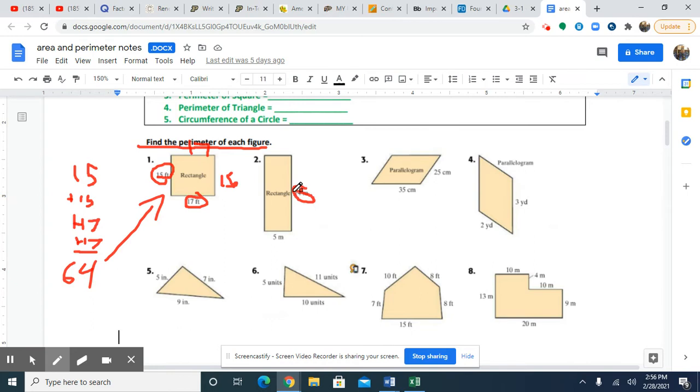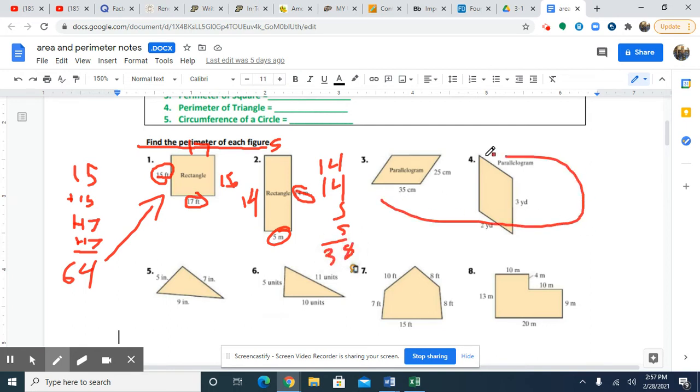Moving on to the next one, we got 14, so then this side is 14. 5, so this side is 5. So we're going to have 14 plus 14 plus 5 plus 5, which would be equal to 38.